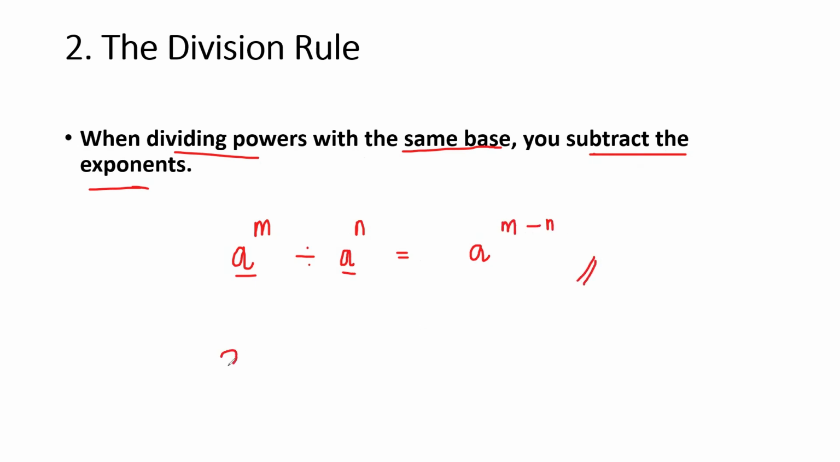For example, let's say 2 to the power 8 divided by 2 to the power 5. Here you have the same base, so you write the same base, and you subtract the exponents. 8 minus 5, which is 3. So the answer would be 2 to the power 3. So that's how you do the division rule.